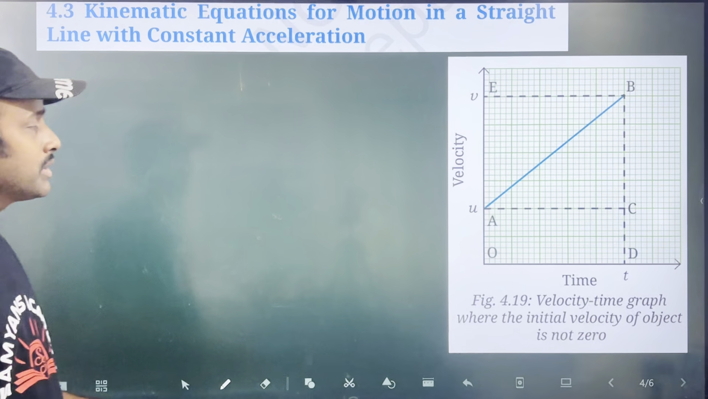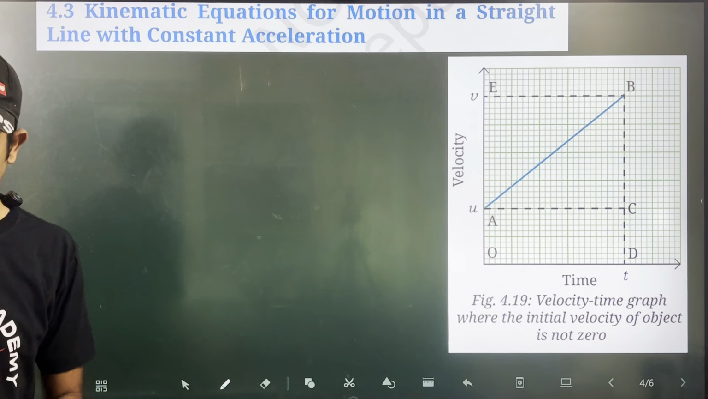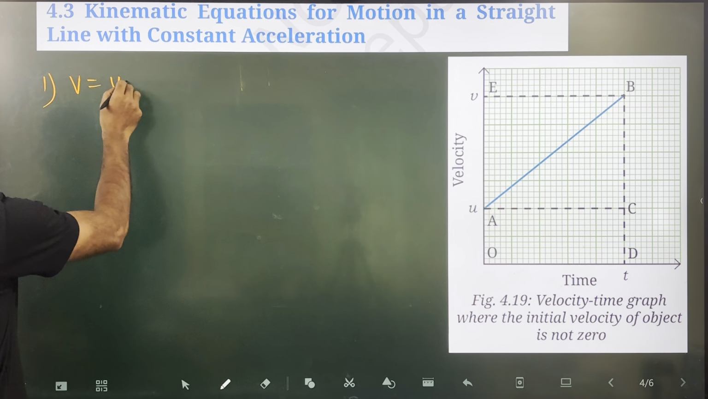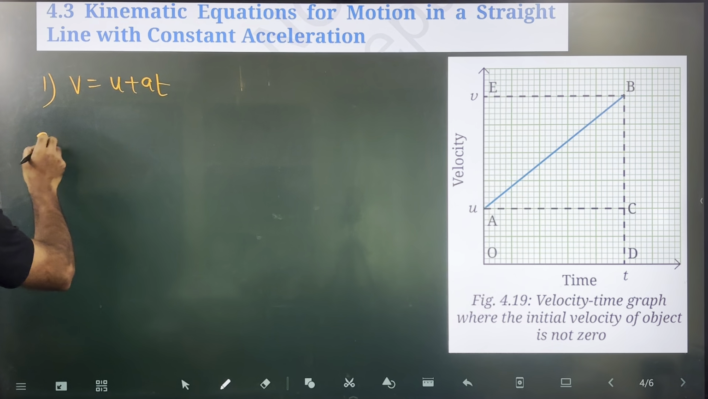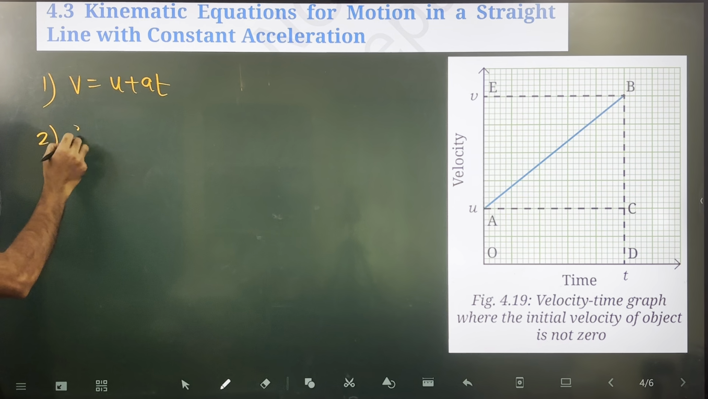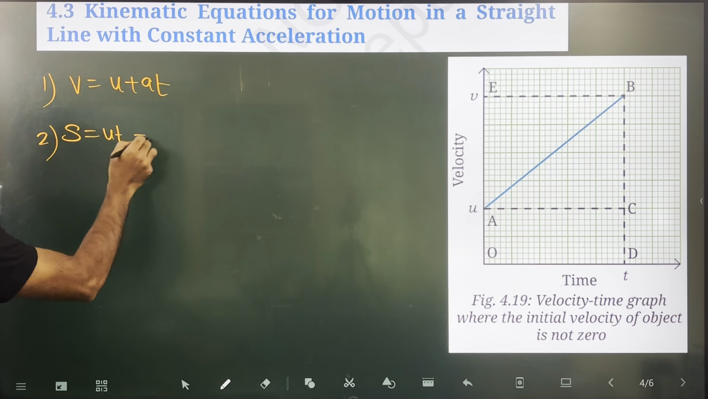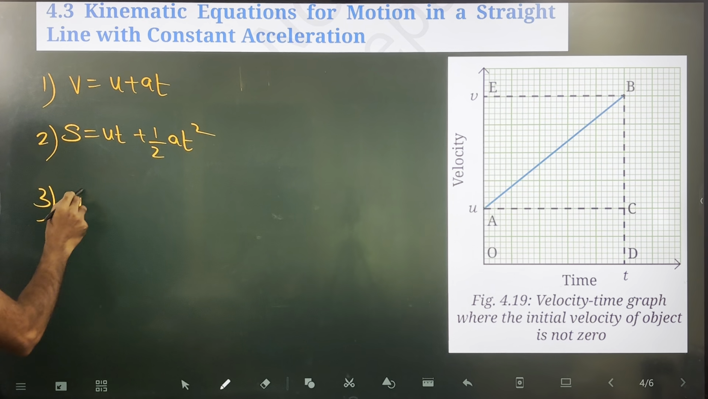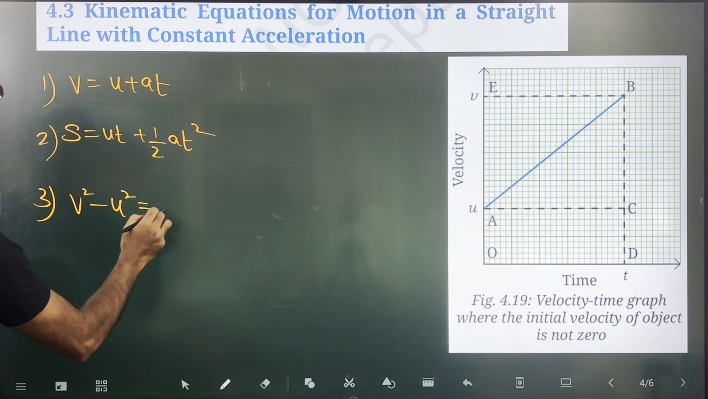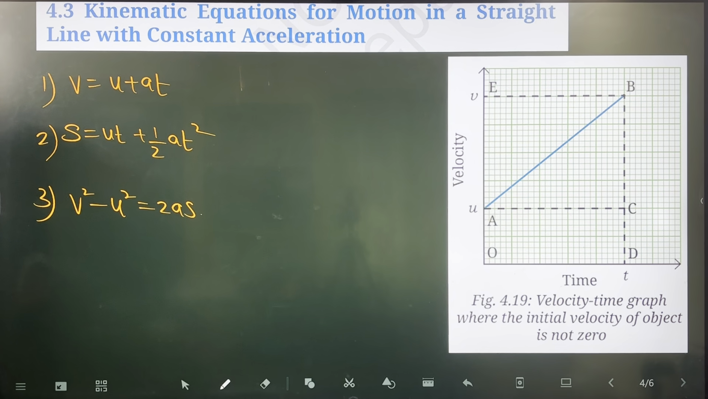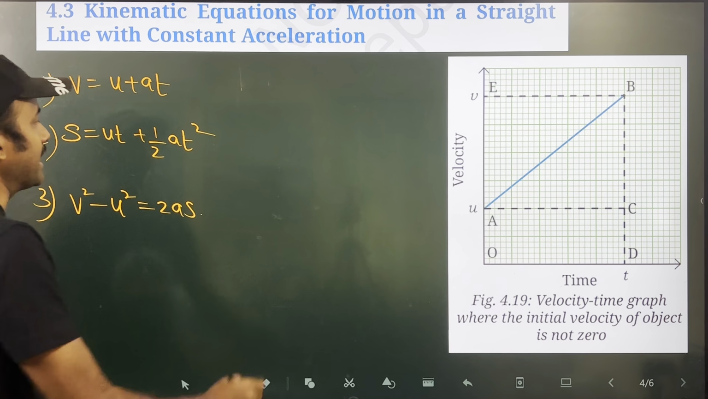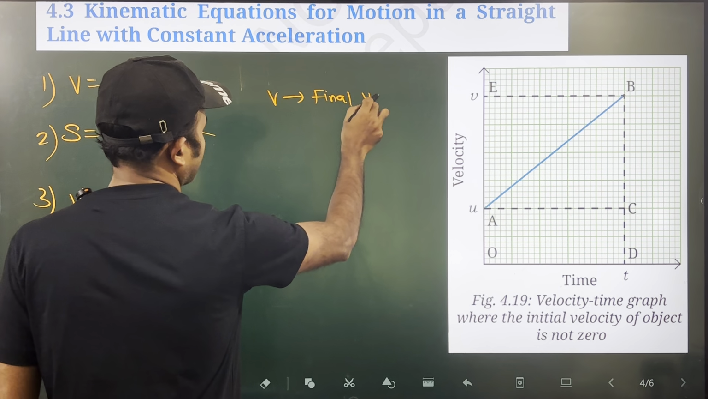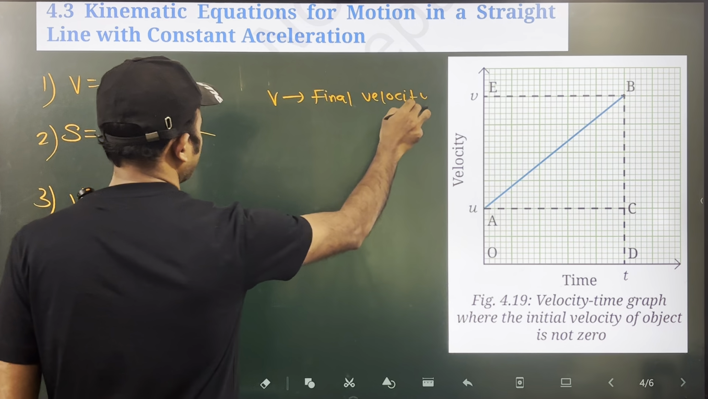In that situation only we can consider these 3 equations of motion. What are the 3 equations of motion? That is V equal to U plus AT. The second one is S equal to UT plus half AT square, and the third one is V square minus U square equal to 2AS. Here V is the final velocity. So what is V here? V is the final velocity. What is U here?